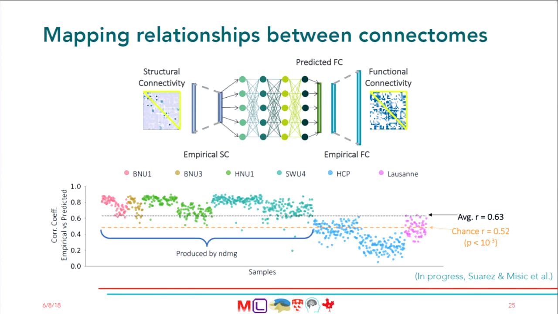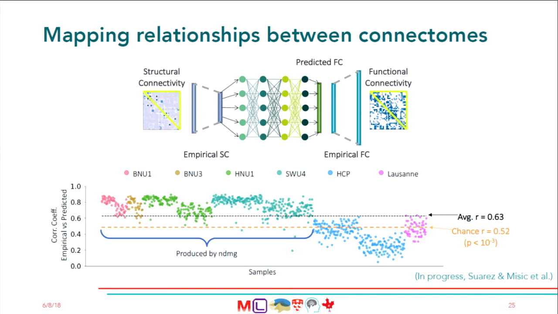Another application that I'm working on with Stephanie Suarez and Bratislav Misic at McGill is trying to form a link between different types of connectomes. What you see on the top is an illustration that shows that we have some structural connectivity matrices. We feed them into a deep net, and we're trying to predict functional connectivity matrices on the other side. The performance is the graph on the bottom. You notice we have a few different groups. The average across all of them is 0.63 performance.